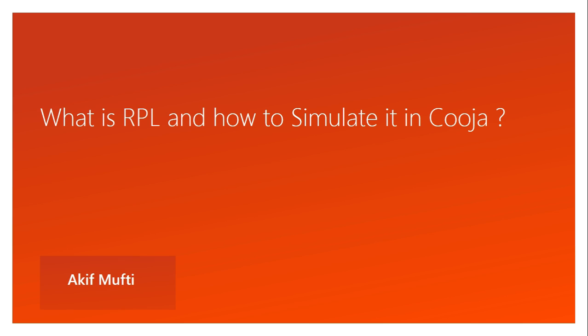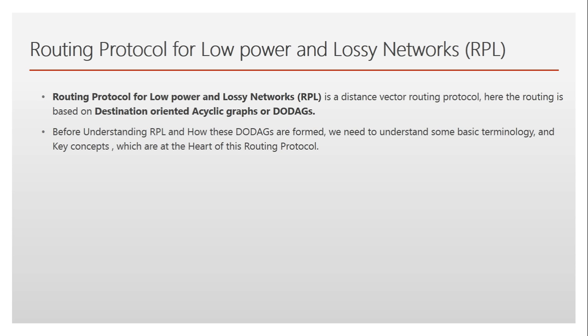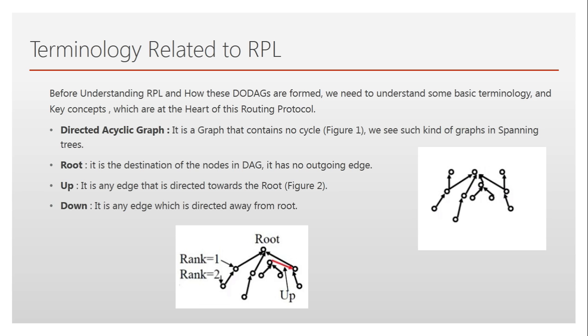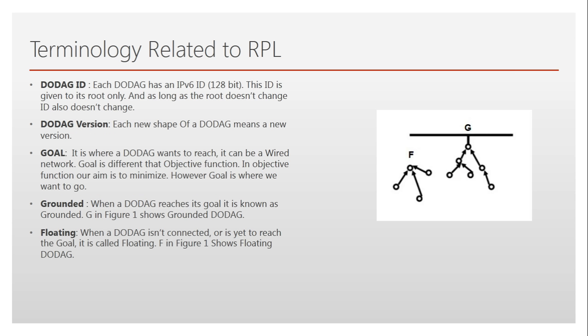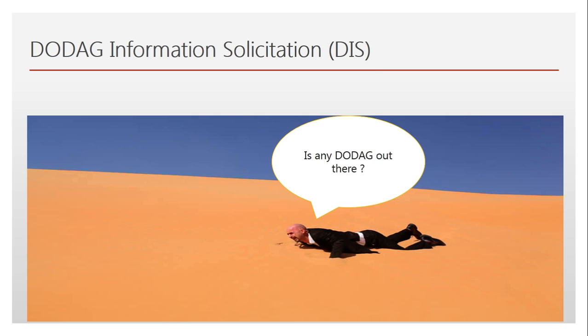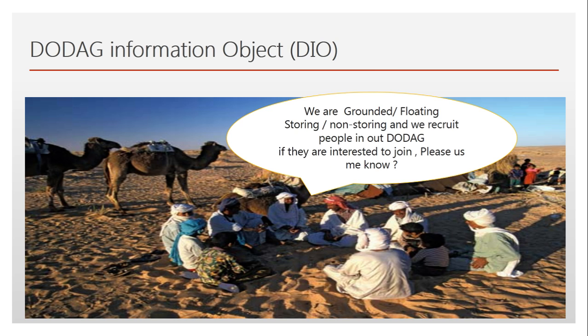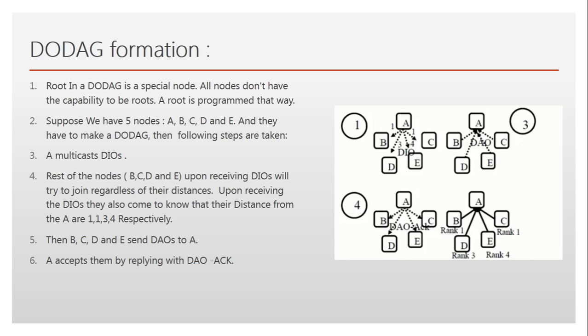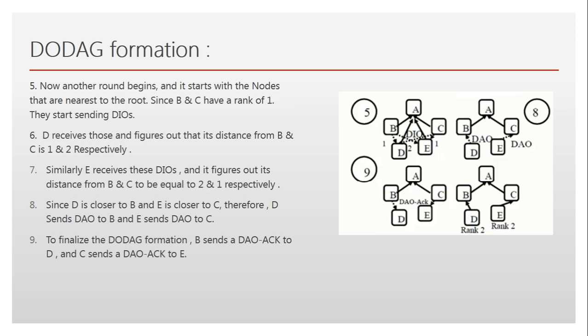So far we discussed what Routing Protocol for Low Power and Lossy Networks is. We discussed some basic terms related to that. We also discussed how DODAG is formed. We also discussed some of the control messages, quite figuratively, and then we took an example where we have 5 devices and how these 5 devices made up a DODAG.